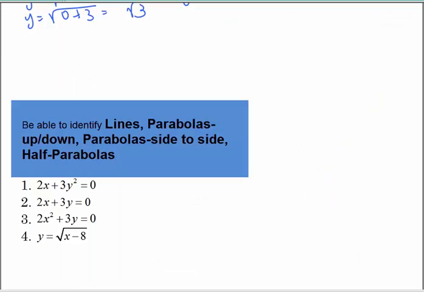So you need to be able to identify graphs. Are they lines? Are they parabolas that go up and down? Are they parabolas that go side to side? Or are they that half parabola?